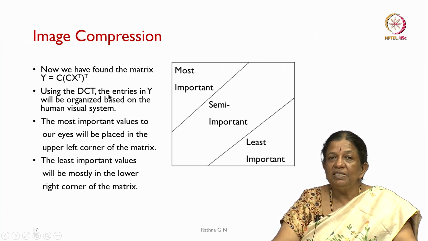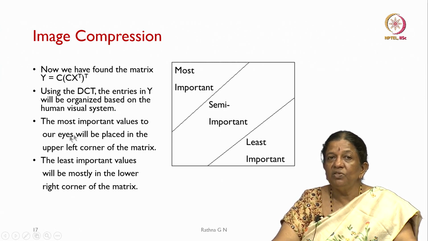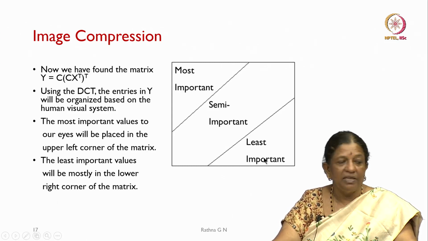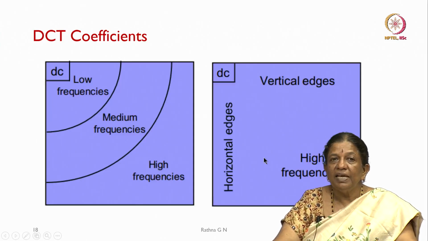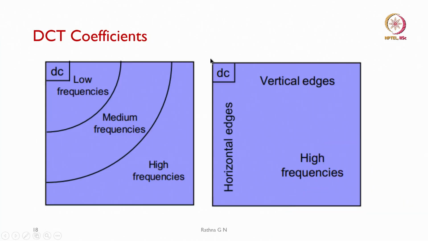Using the DCT, the entries in Y will be organized based on the human visual system. The most important values to our eyes will be placed in the upper left corner of the matrix, and the least important values will be mostly in the lower right corner of the matrix, as you are seeing here. Next, to show what the DCT coefficients are and how they are ordered.